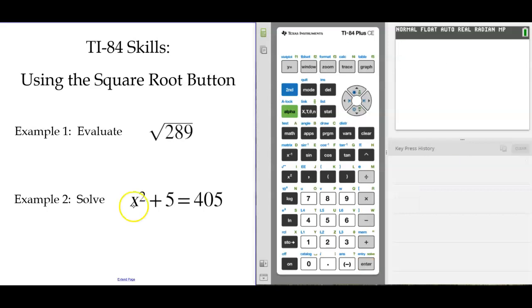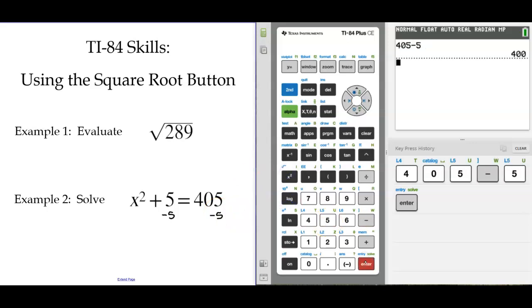In my second example, I have an equation to solve. I'm going to start by subtracting 5 from both sides on this equation, and I'll do this right alongside in the calculator. So 405 minus 5, that gives me 400. So the next thing I need to do is square root both sides of this equation in order to get x equals a value.